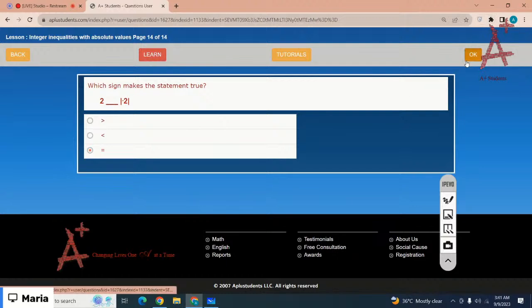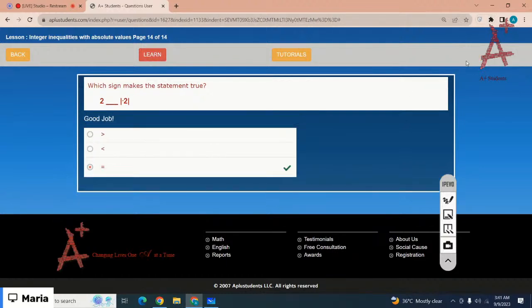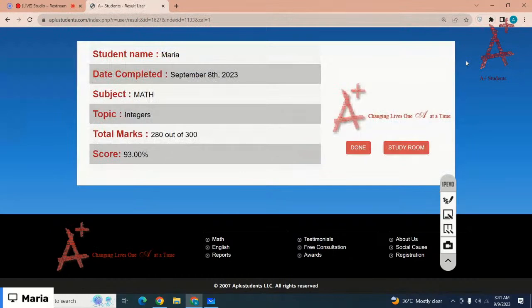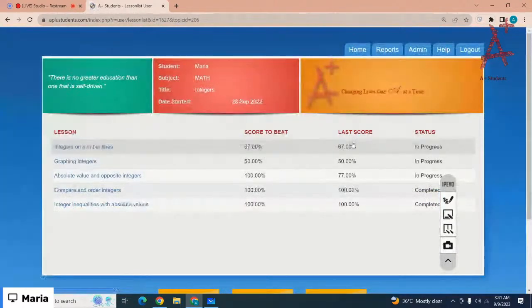Okay, we are done with the lesson. So we were working on grade 8 math. The chapter we're working on is integers. The lessons we have covered from the chapter are integers on number line, absolute values and opposite integers, compare and order integers, and integer inequalities with absolute values. So that is your homework. Please make sure before the next session you complete all the practice questions for the lessons we did today.